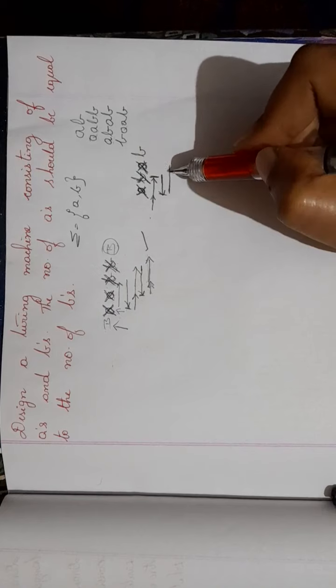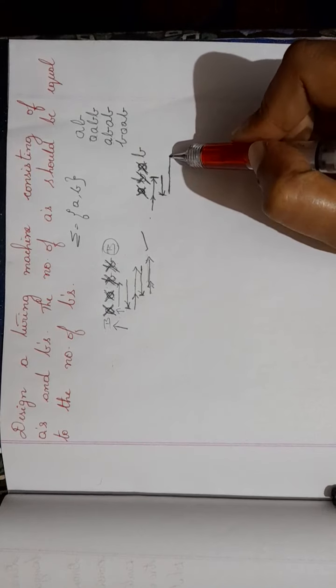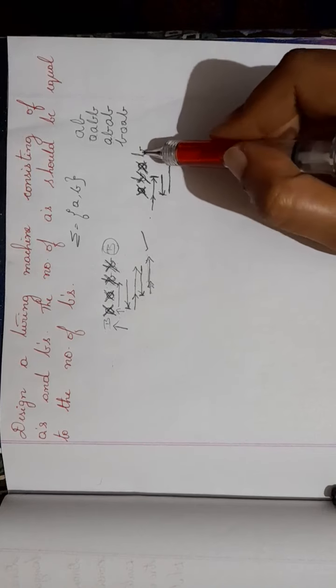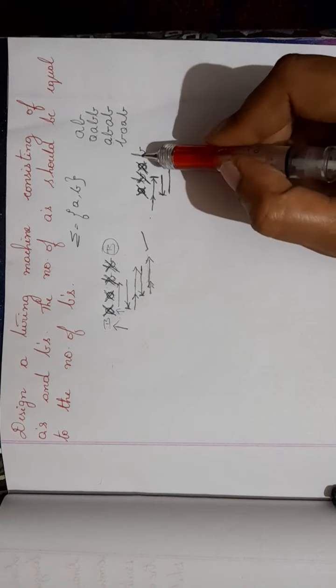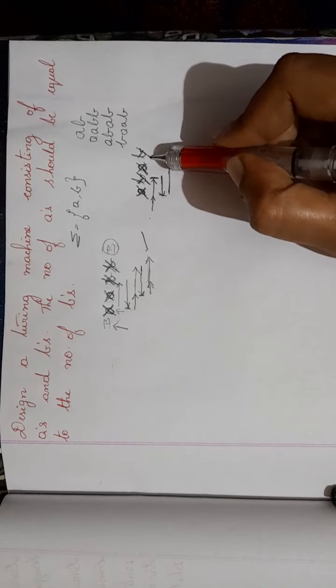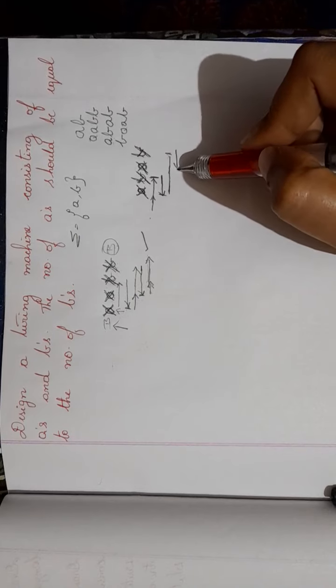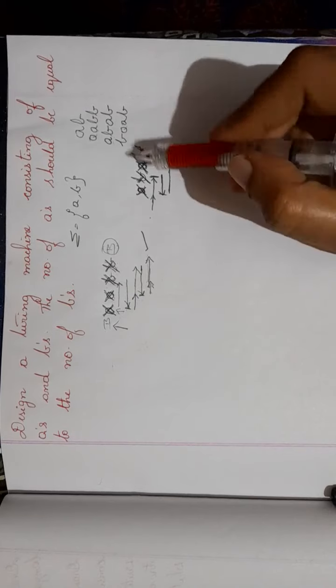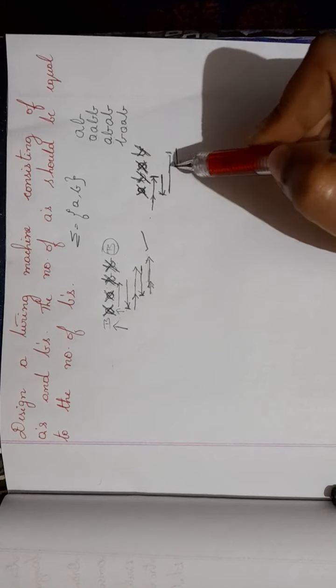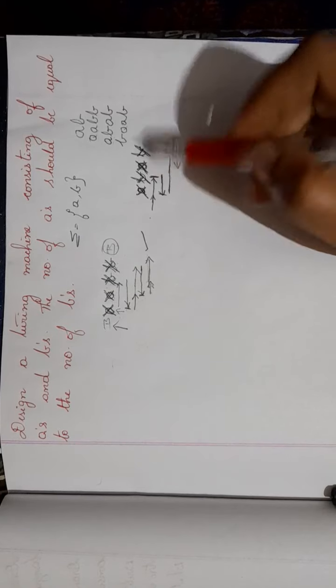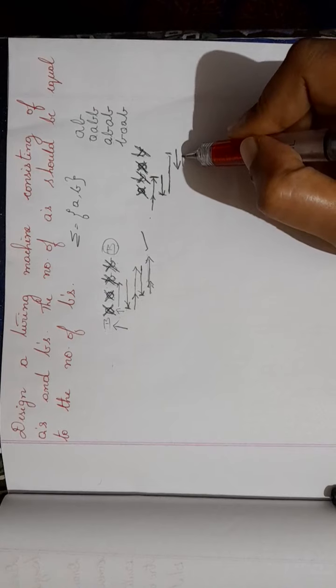Change A to X, keep on moving right till you find one B. So I found B, now stop. Change B to Y, and change the direction. Keep on moving left till you find X. So you have an X here. Stop, keep X as it is, change the direction.